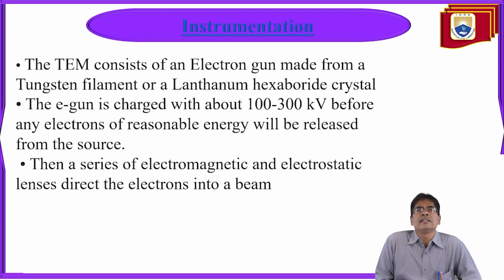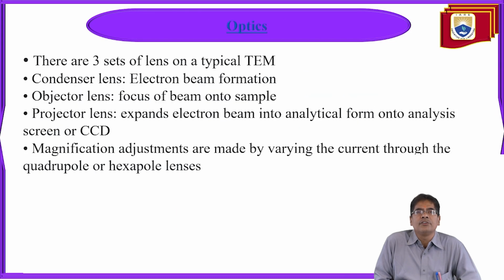Generally the TEM consists of an electron gun made from a tungsten filament or lanthanum hexaboride crystal. The E gun is charged with about 100 to 300 kilovolts before electrons of principal energy are released from the source. Then a series of electromagnetic and electrostatic lenses direct the electrons into a beam.